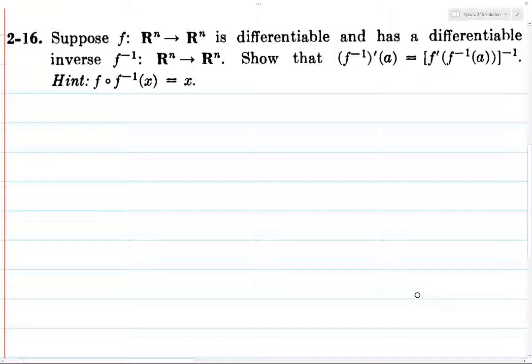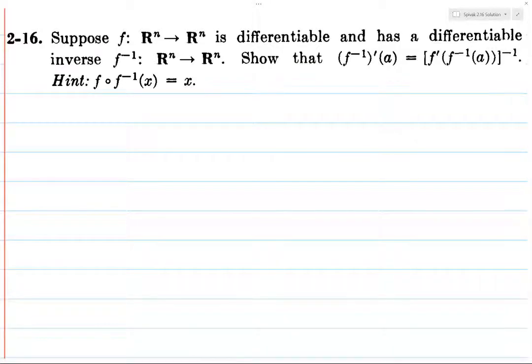Okay, so the first thing to note here is that f inverse prime of a equals f prime of f inverse of a, inverse. This is not 1 over f prime of f inverse of a, because these are matrices. And so we want to prove that these two matrices are equal.